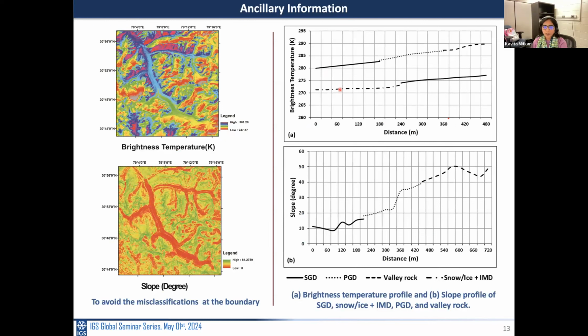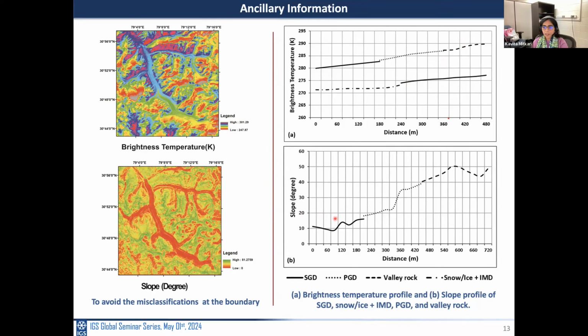So, as can be seen from this particular brightness temperature graph, this SGD shows a low temperature. Then the PGD class. So sorry, this is the PGD class, and this is the snow ice plus IMD class. So this is the snow ice IMD, which obviously will have a lower temperature compared to the SGD and the PGD, of course. So Valley Rock will have the highest temperature because it is completely formed of rocks, and therefore it will have a higher temperature.